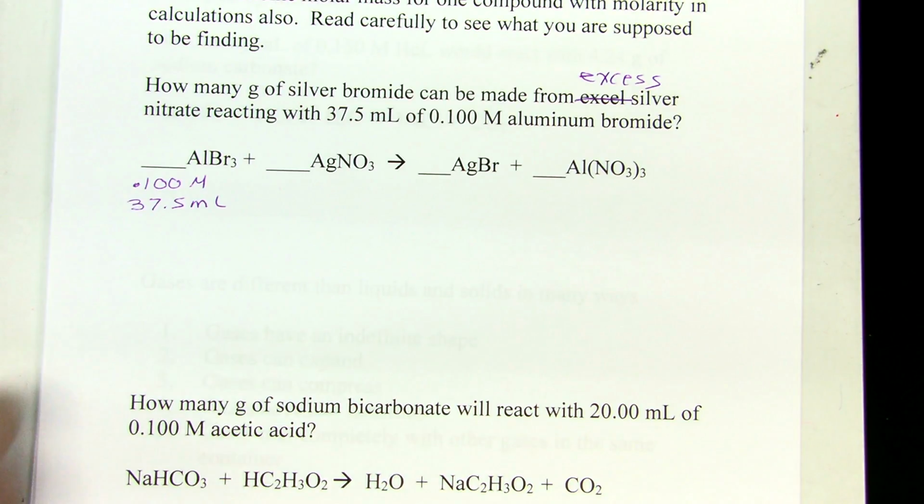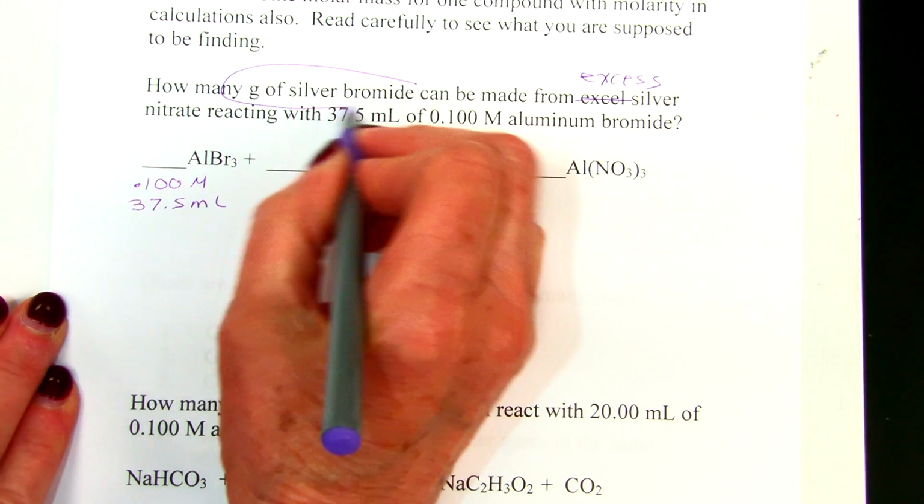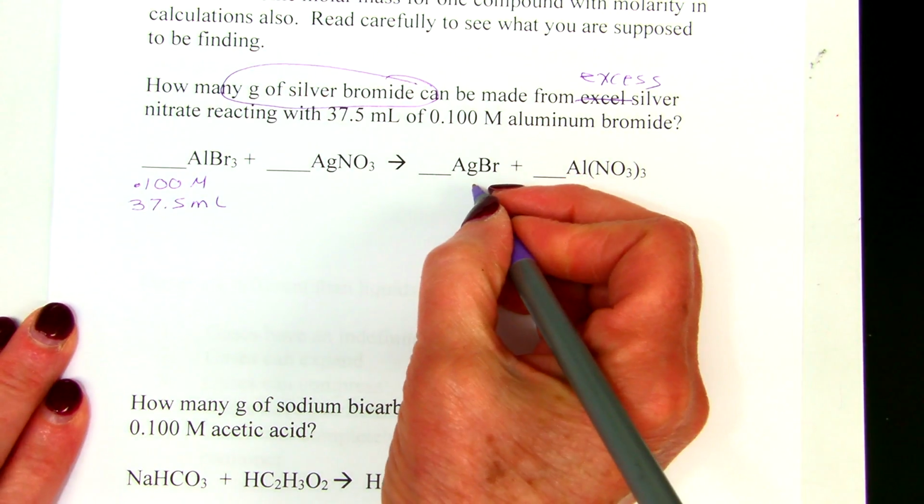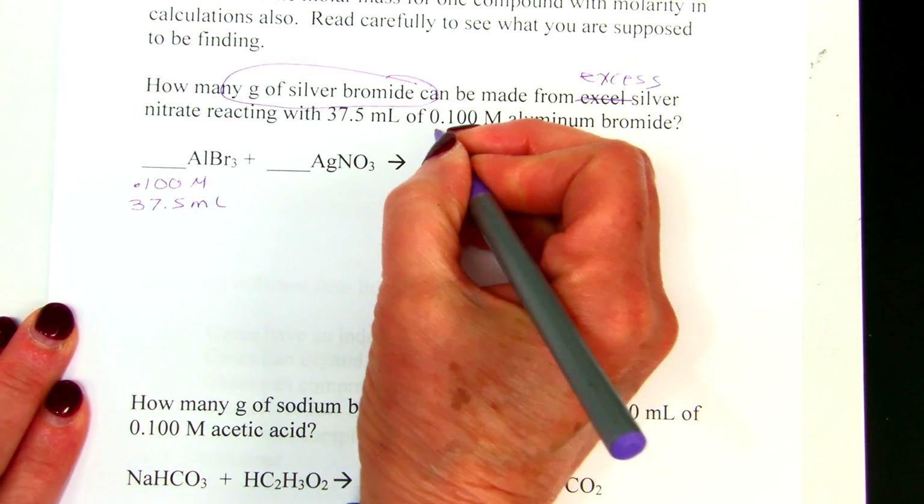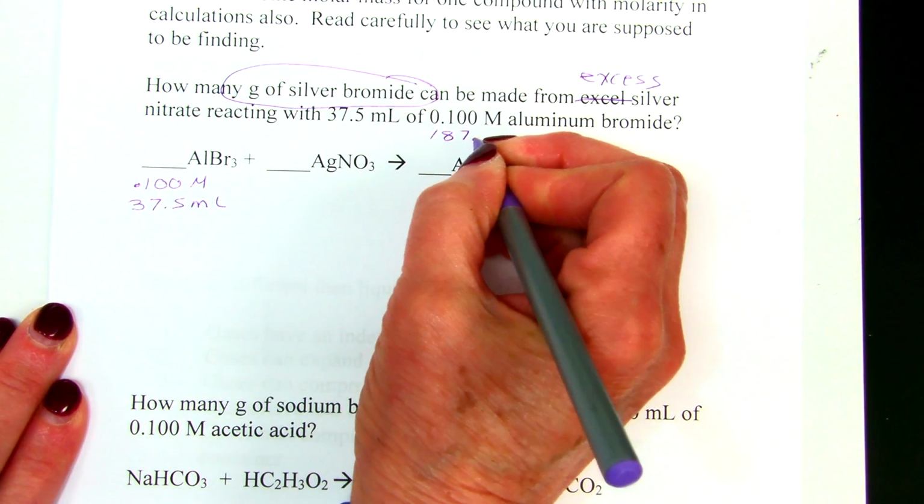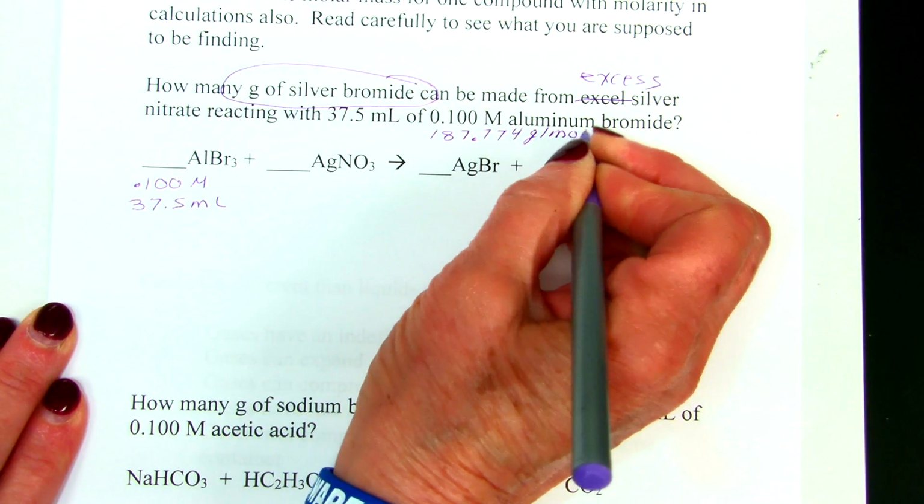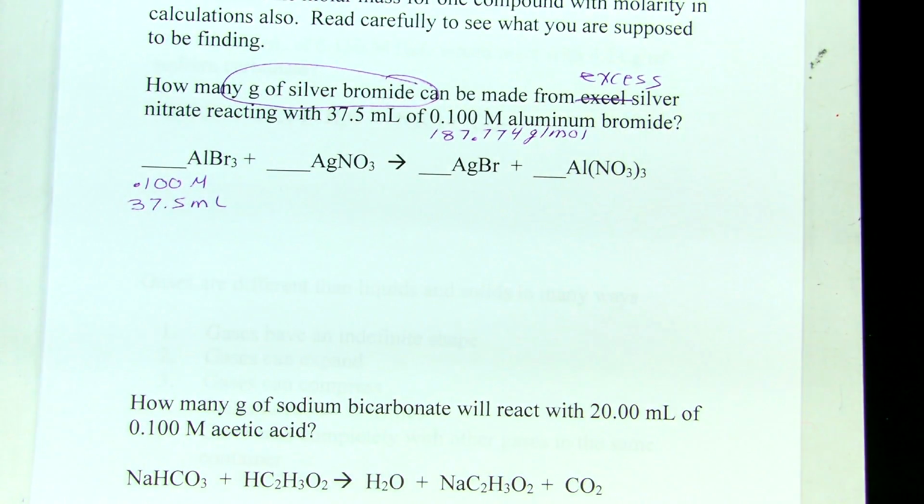But I want my answer in grams of silver bromide. Because I want grams of silver bromide, it means that I'm going to need the molar mass for silver bromide. So I can calculate that off to the side before I start. 187.774 grams per mole. So now I've looked at this and I say, okay, I have the two conversion factors I'm going to need.